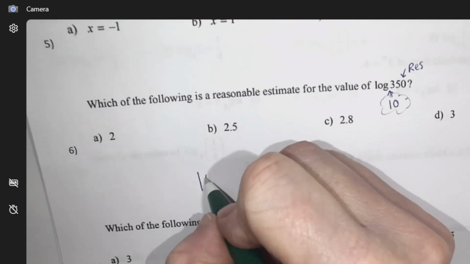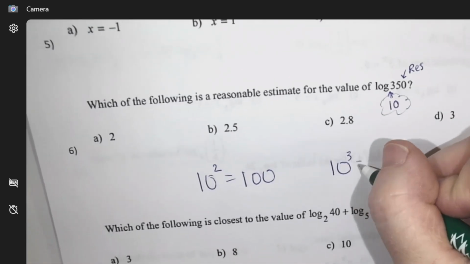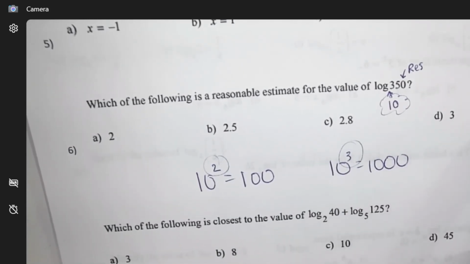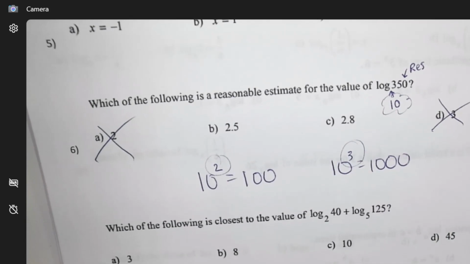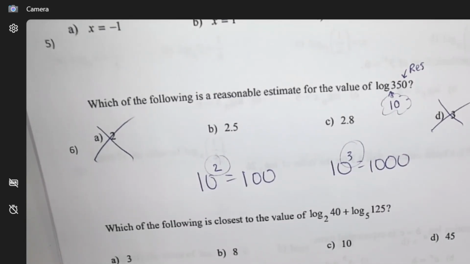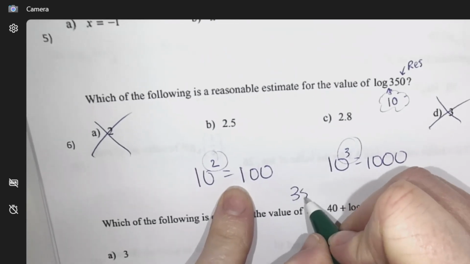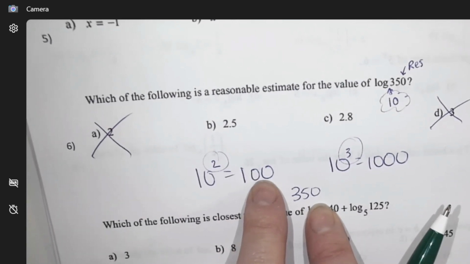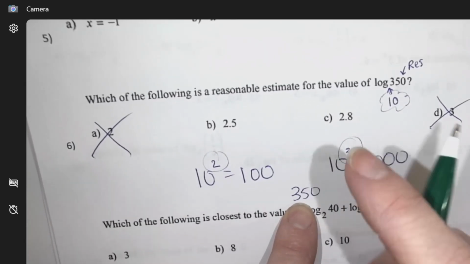Okay, so what do I know? I know 10 squared is 100, and I know 10 cubed is 1,000. So what do you know about that? So I already know it's for sure not that, because 10 squared is 100. 10 cubed is out. So what do you think is the better guess? 2.5 or 2.8? What's 350 probably closer to? This one or this one? Probably this one. So I think I have to go a little bit lower because 2.8 is closer to the top end here.